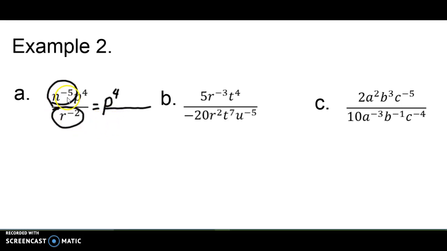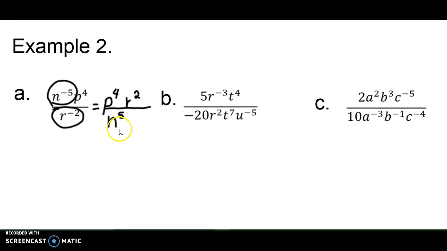So now I go to my negative exponents. I had an n to the negative fifth on top, but in order for it to be positive, I need to move it to the bottom and make that exponent positive. So what I'll have now is an n to the fifth in my denominator. And I'm going to do the same thing with r to the negative 2. I'm going to move my negative exponent to the top, which then makes it positive. So what I have is r to the positive 2 in my numerator.